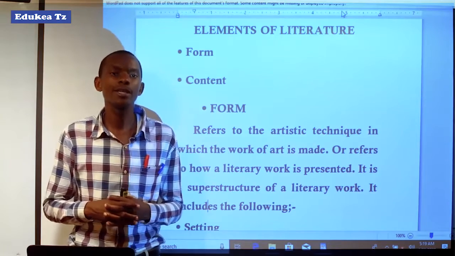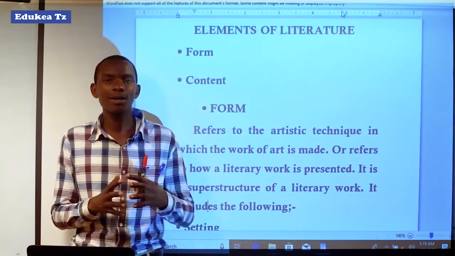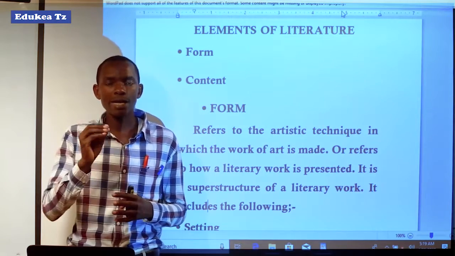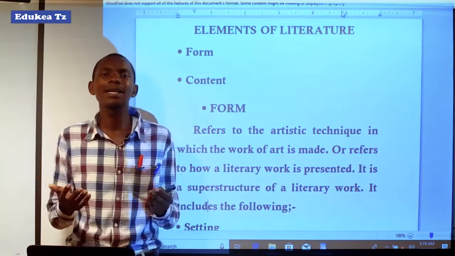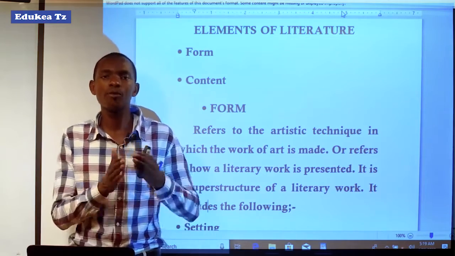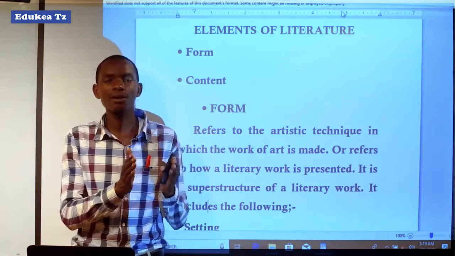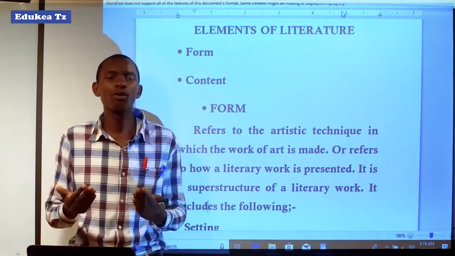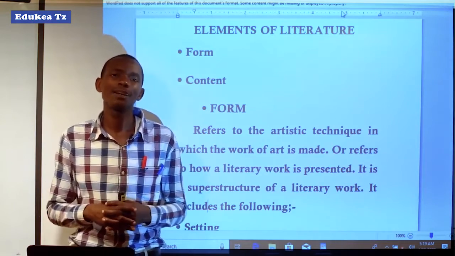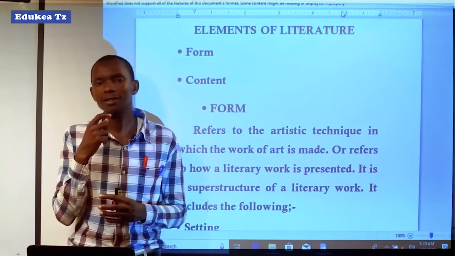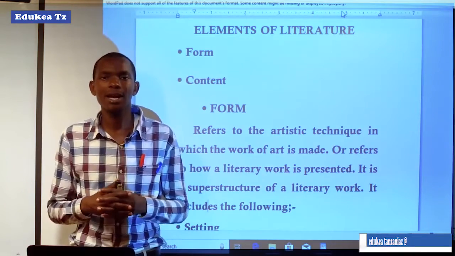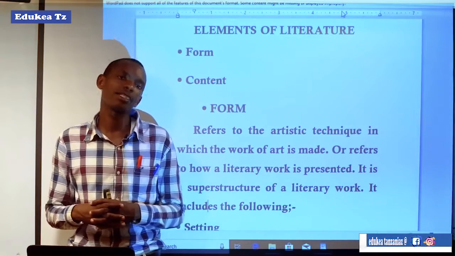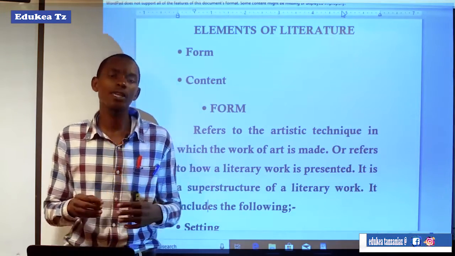That's why when we want to differentiate between literary works and non-literary works, one of the major criteria that we may use to measure whether this is a literary work or not is to observe the literary devices that have been used. That's why this is a major technique that is used in most literary works.